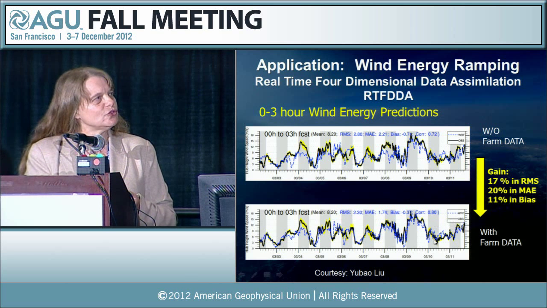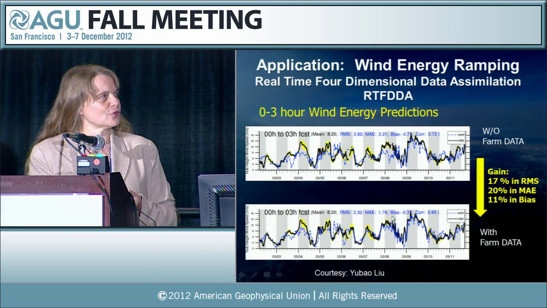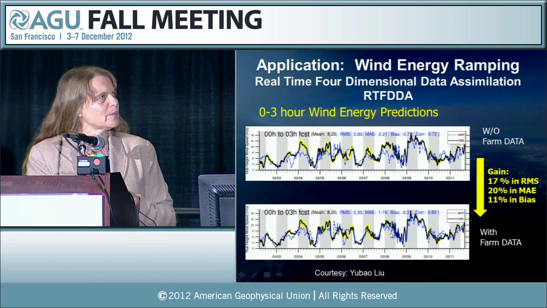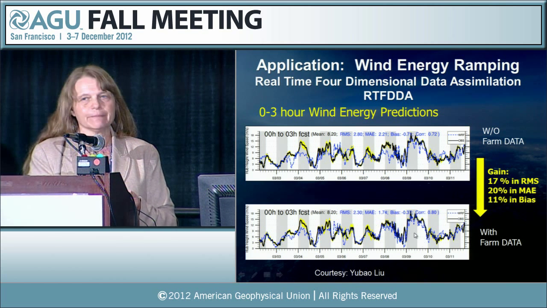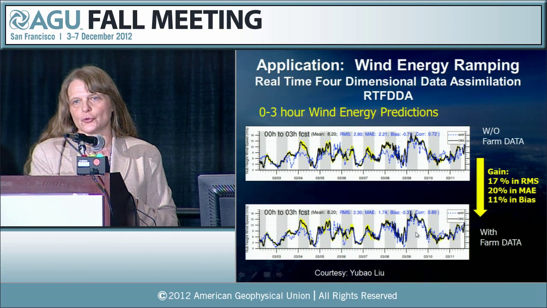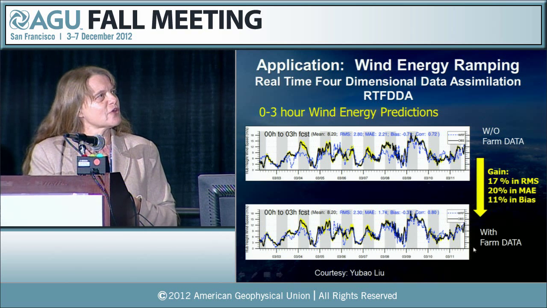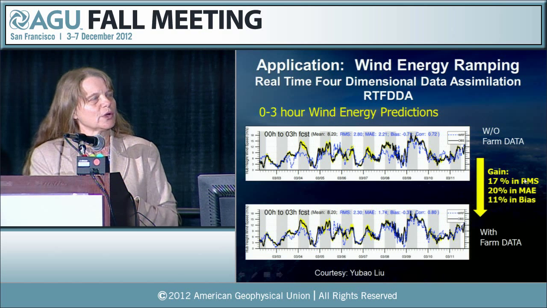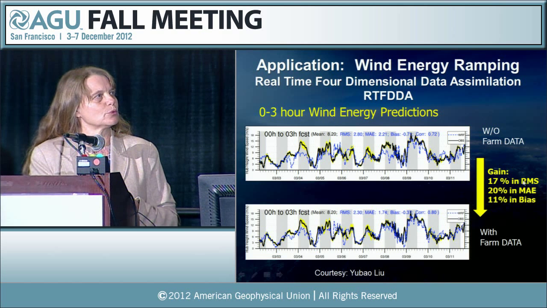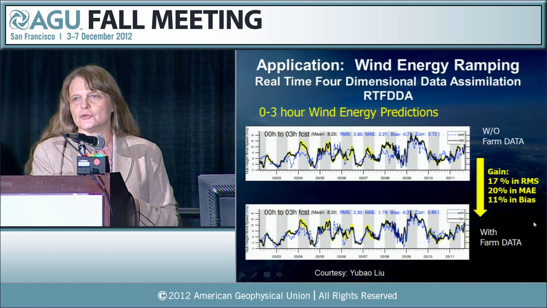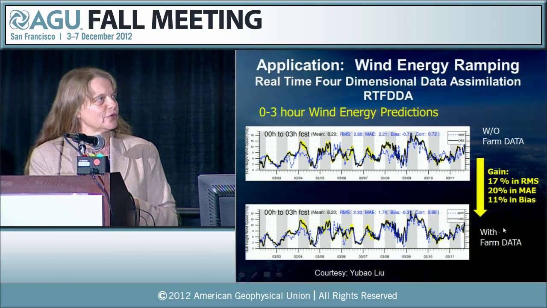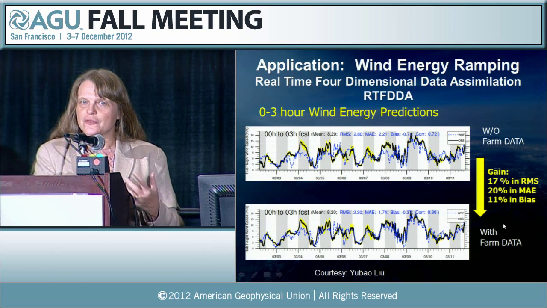However, when you did assimilate data from the wind farm, you see you get some of these ramps beautifully. Now, this one used the four-dimensional real-time data assimilation, and in fact, we got the root mean square error improved by 17%. You can also look in terms of some other variables. Now, that's not the only method.